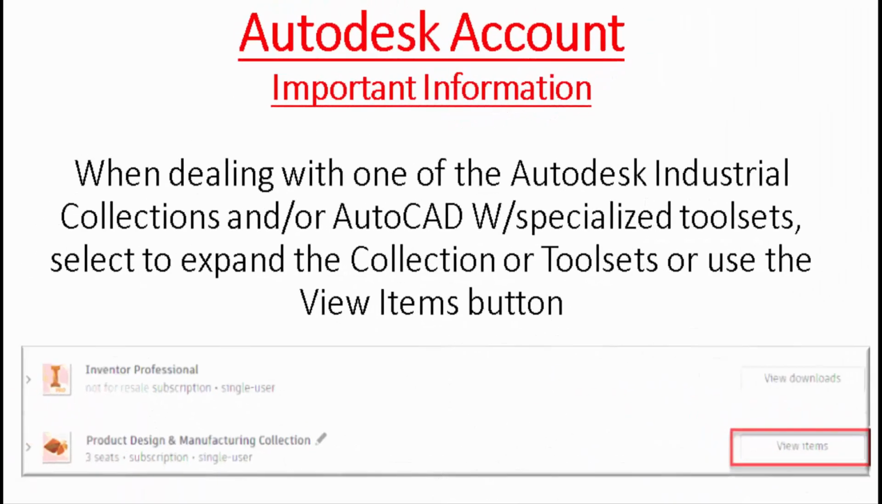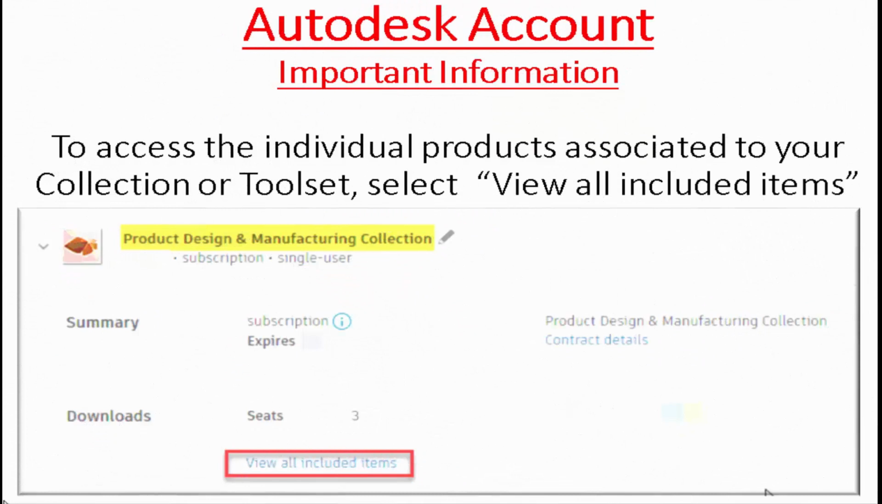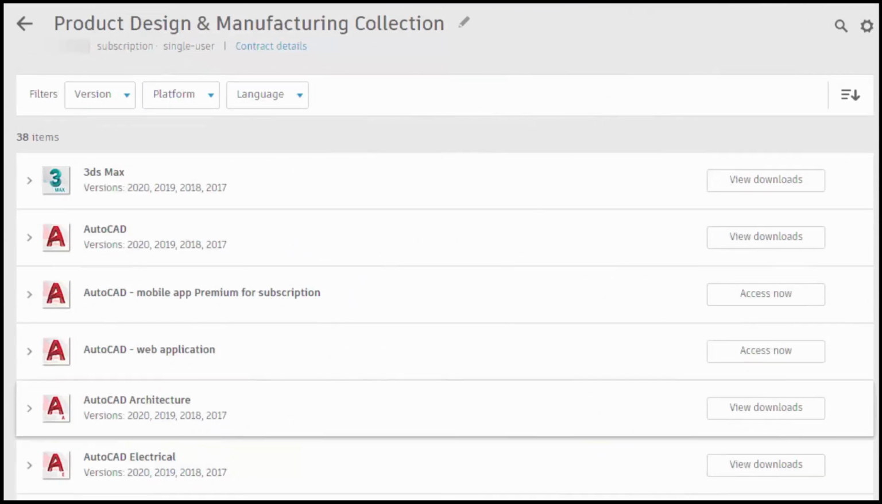When dealing with your collections or AutoCAD with tool sets, in order to access those given products, you will have to expand or select the View Item button as shown in this image. Once you expand it, you will select the View All Included Item link as shown in the image to access all the products and services of the collection or tool set. As you can see, once you expand and select the collection or tool set, the list of related products and services appear.